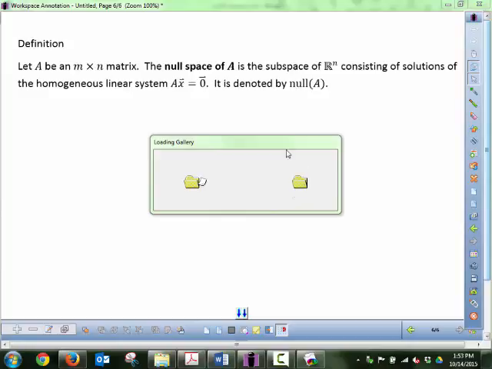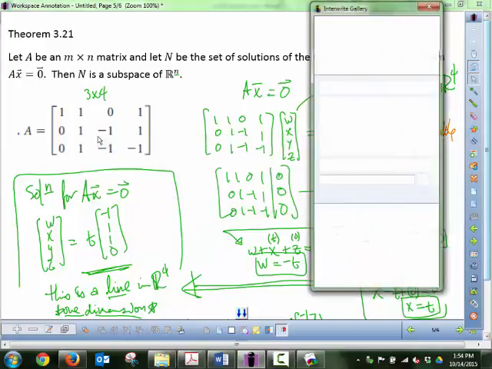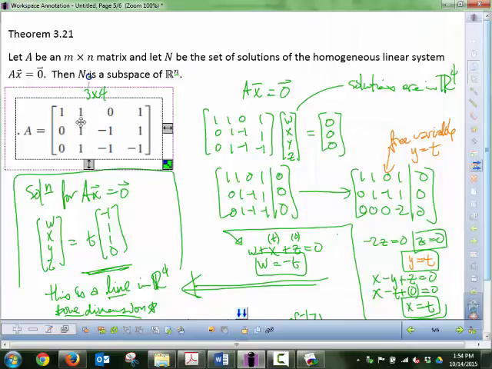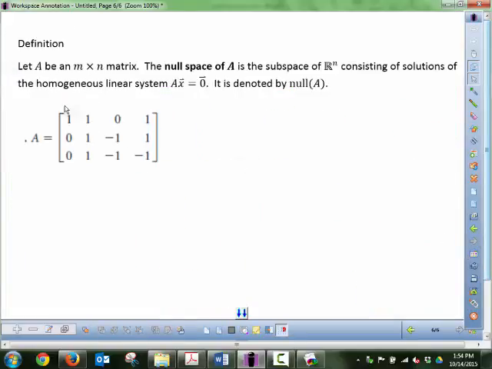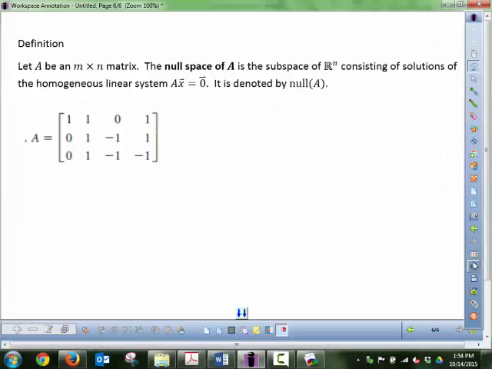Whoa, no, stop. In fact, we could take the matrix that we were working with, and that vector that's supposed to be in the null space, oh man, come on.